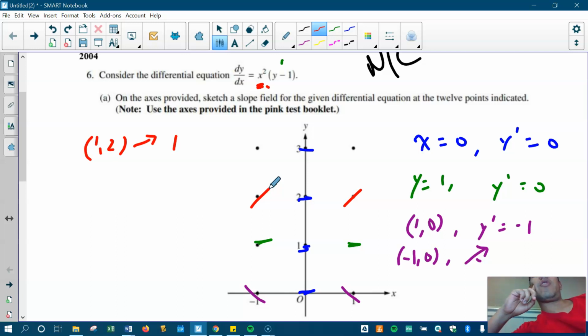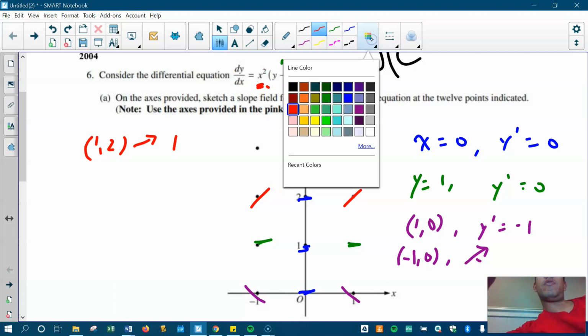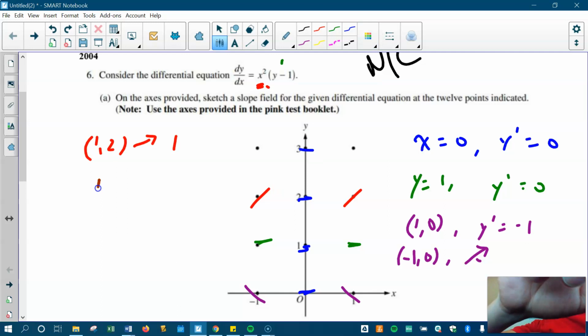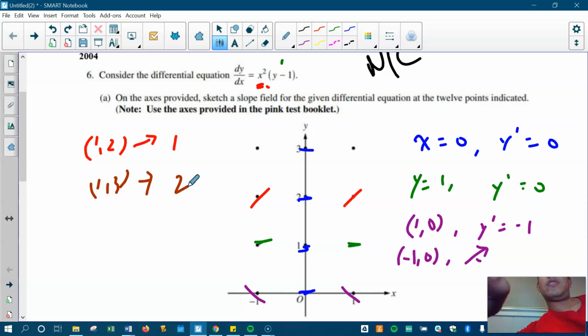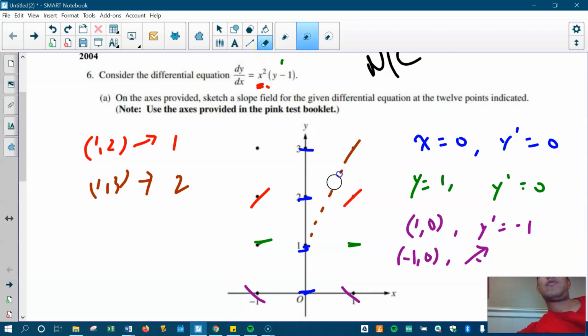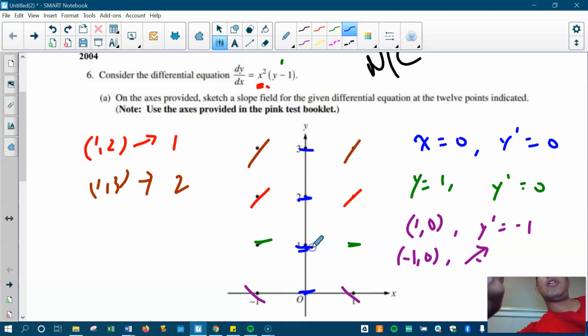Okay, and now let's plug in 3 here and see what we get. Plug in 1, 3, my slope ends up being 2. Okay, so now I got here for this one, 2. And I believe the same thing happens when I plug in negative 1, 3. You're welcome to check me if you think I'm wrong. I'm not wrong. Okay, that's your slope field.